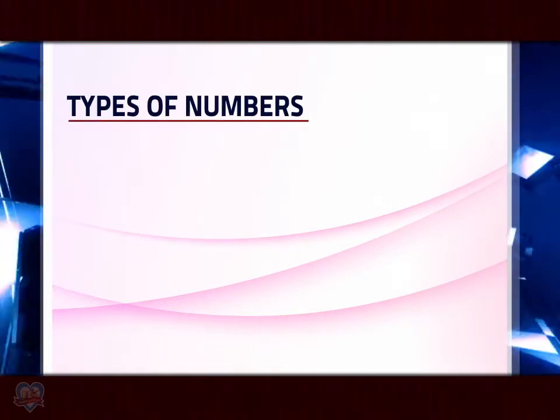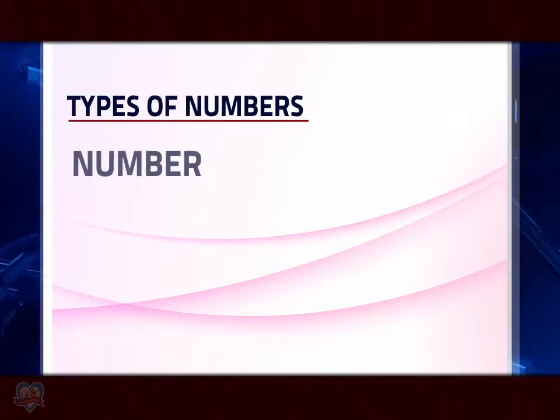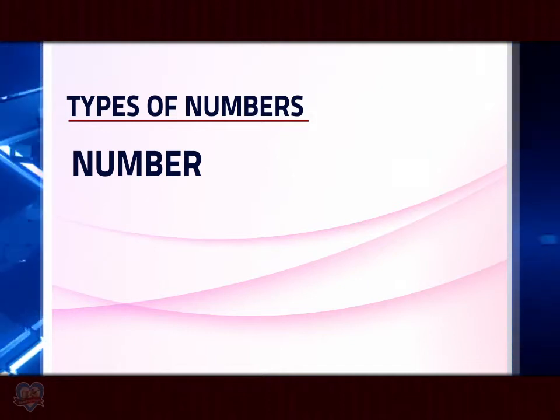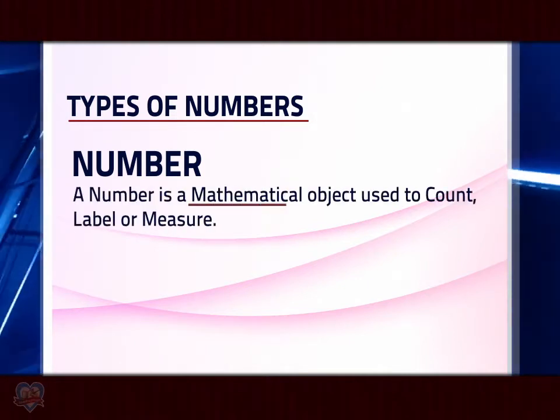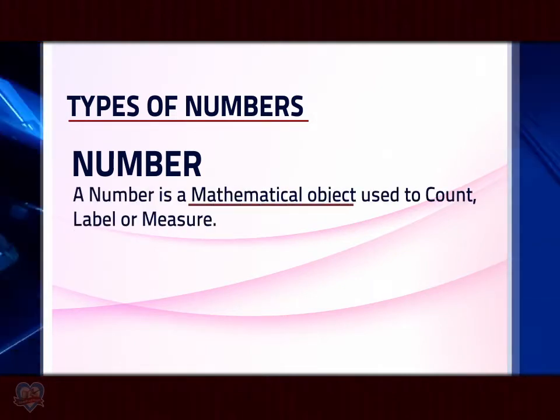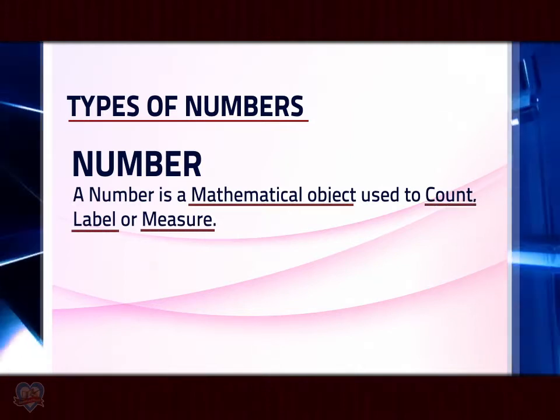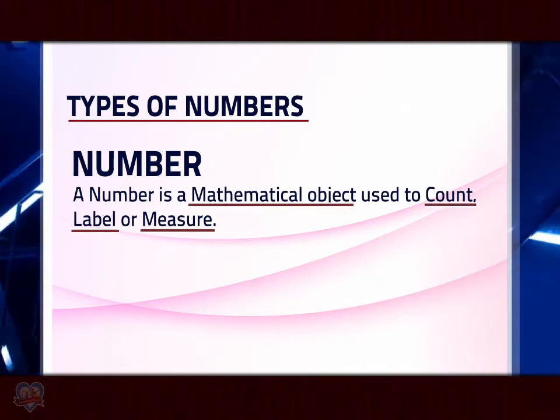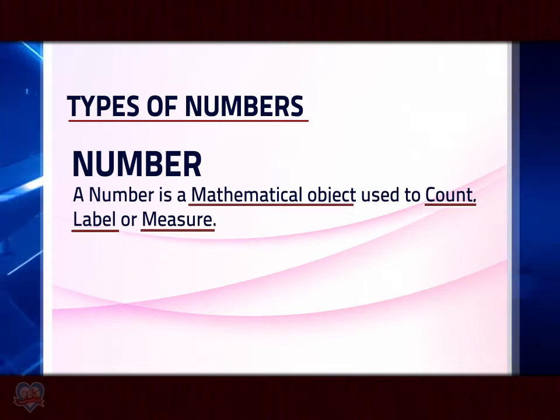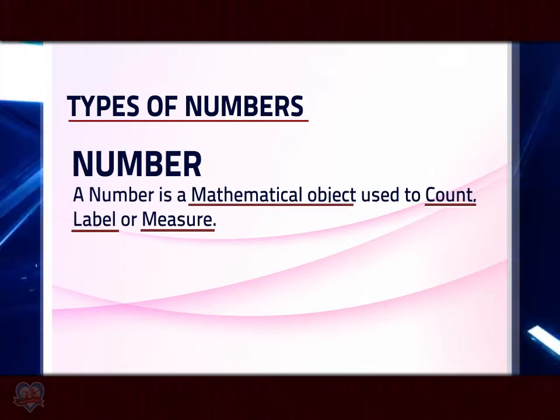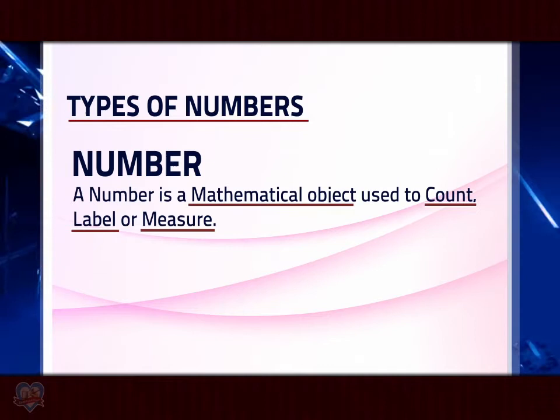Okay, let's get started. The types of numbers. Let us start by defining what a number is. A number is a mathematical object used to count, label, or measure. So those are the three different functions of numbers. They are used for counting, labeling, and measuring.